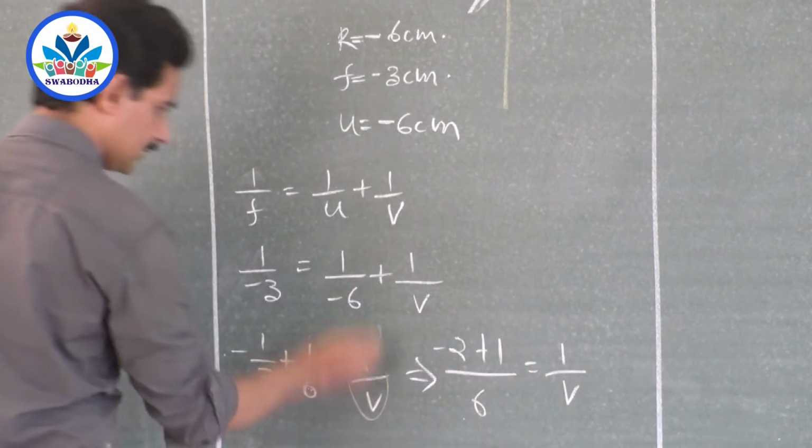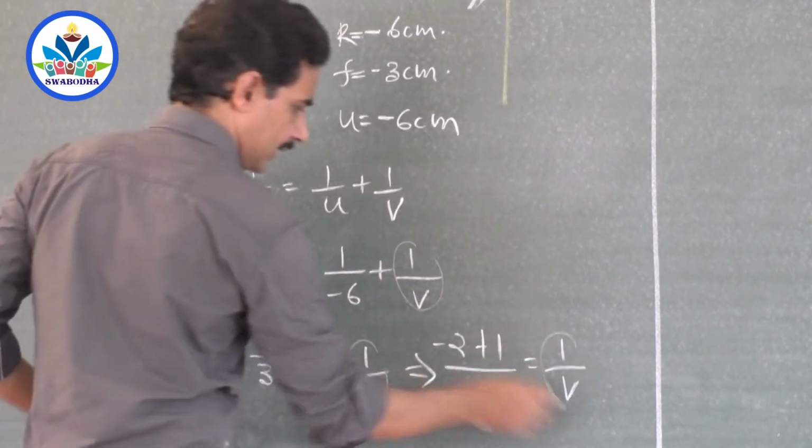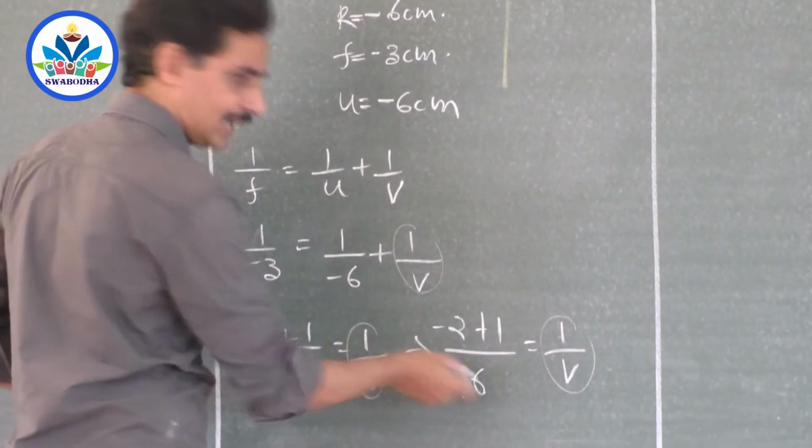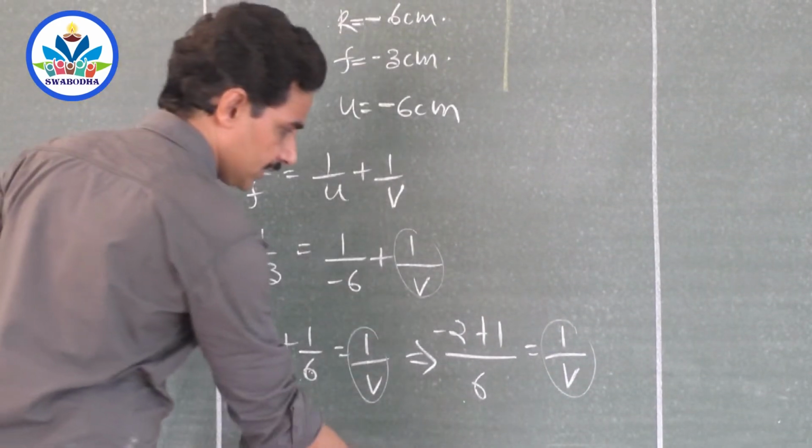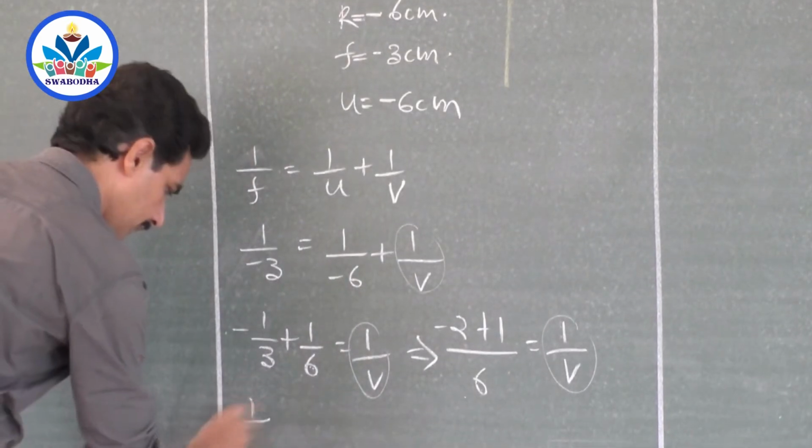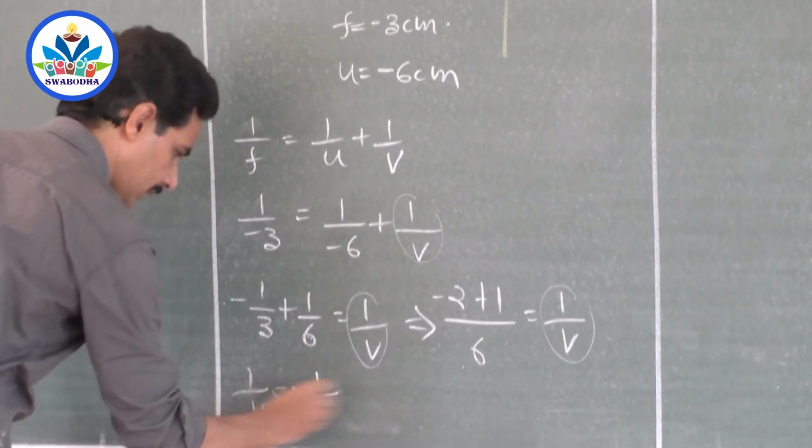Keep on writing this 1 by v always, because finally there is a chance that you will take this answer itself as v, but it is not v, it is 1 by v. So 1 by v is equal to minus 1 by 6.